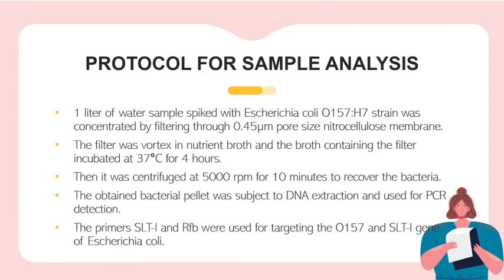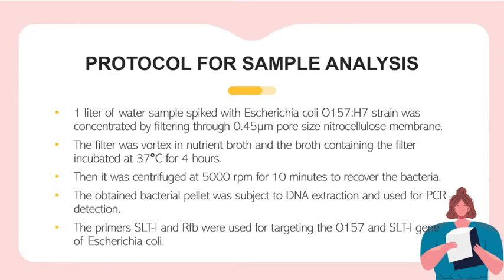A nitrocellulose membrane is the most popular matrix used in protein blotting. Then the filter was vortexed in a nutrient broth, and the broth containing the filter was incubated at 37 degrees Celsius for 4 hours. After incubation, it was centrifuged at 5,000 rpm for 10 minutes to recover the bacteria. The obtained bacterial pellet was subjected to DNA extraction and used for PCR detection.